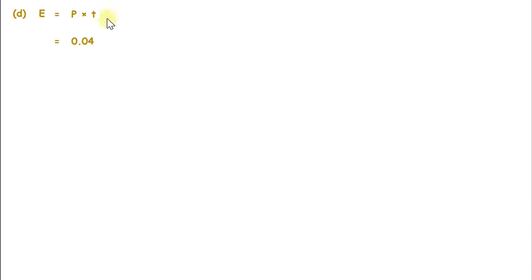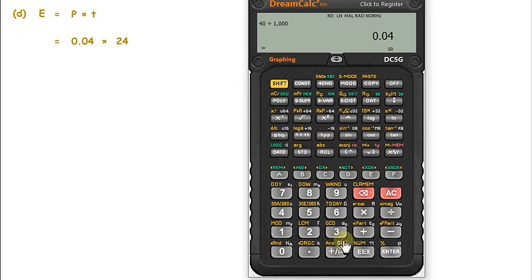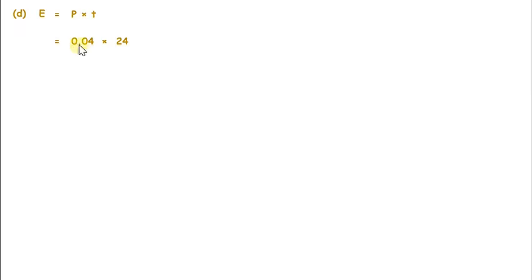Then come back there. Time is still 24. So if we get this one times 24, it is going to give us 0.96. So the units here, since this power we have used is in kilowatts, and time is in hours, it will be equal to 0.96 kilowatt hours. So this is correct, but you can convert it in joules by converting time to seconds, but this is how I had to find it.